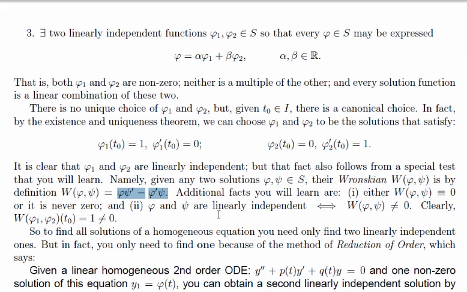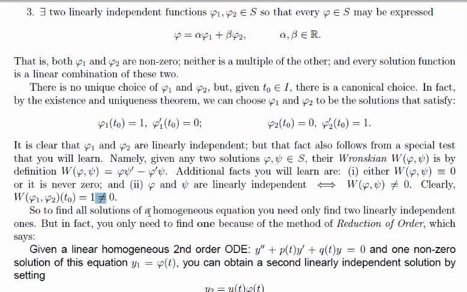Facts that you will learn about the Wronskian are that it's either identically 0 or never 0, and that two solutions are linearly independent exactly when their Wronskian is not 0. So if you compute the Wronskian of the two functions phi1 and phi2 constructed here, it's obvious that when you evaluate this expression for those two functions, you get exactly 1 at the value t0, so it's not identically 0, and so those two are linearly independent.